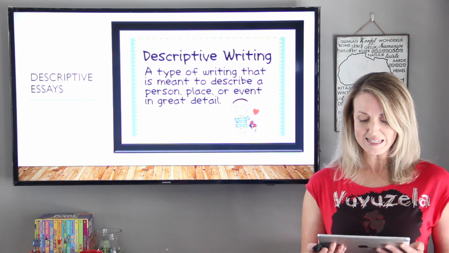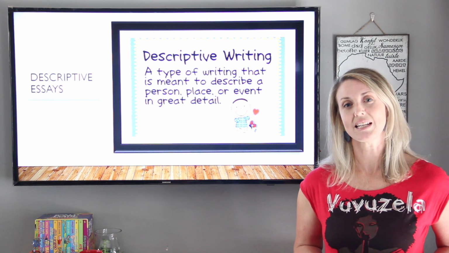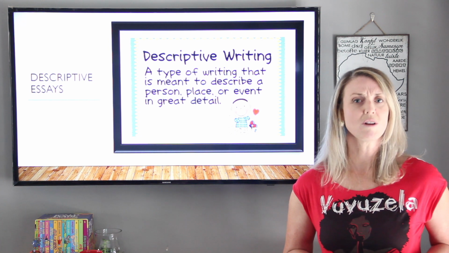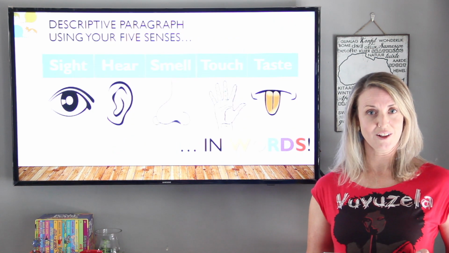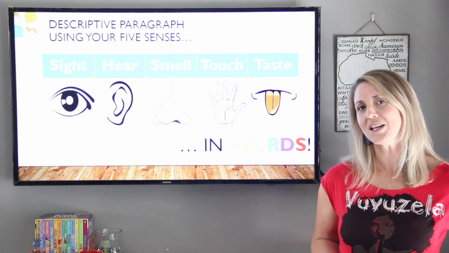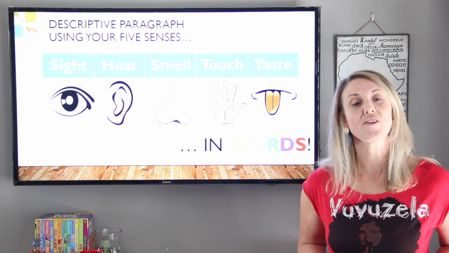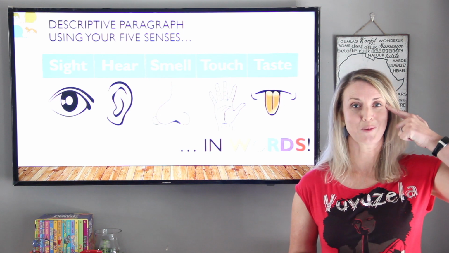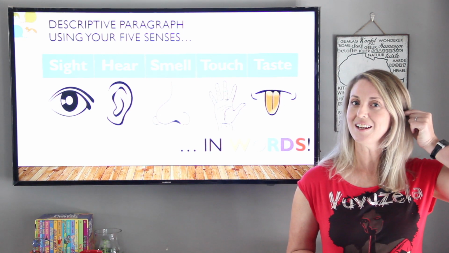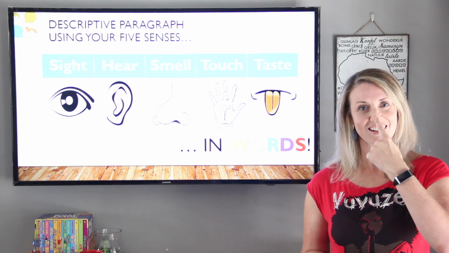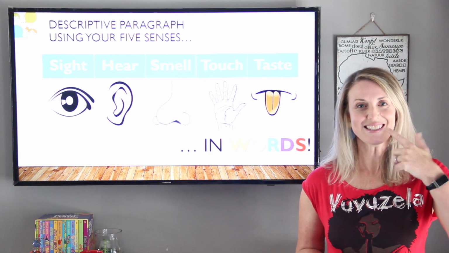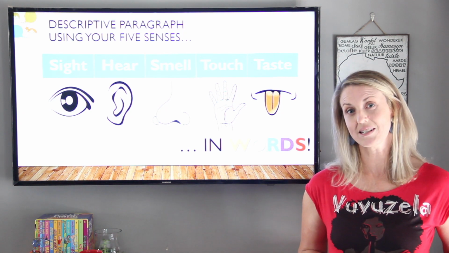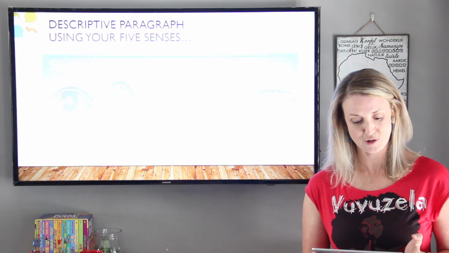A descriptive essay is a piece of writing meant to describe a person or an event or an object in great detail. And we achieve this by using our five senses. Our five senses are sight, what we see, hearing, what we hear, smell, what we smell, taste, what we taste, and touch, what we can touch. But we do so when we write a descriptive essay in words.